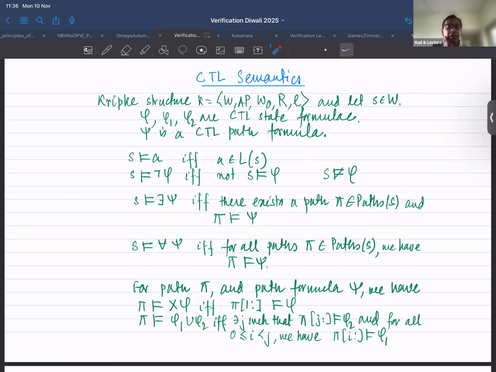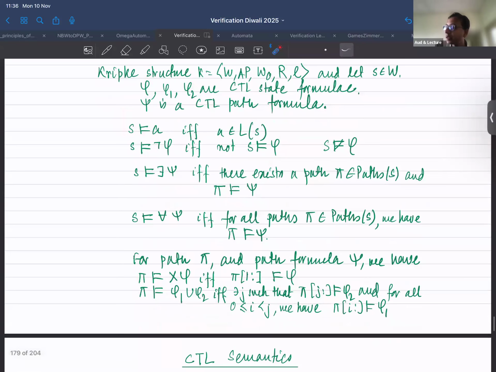Then the CTL semantics is given on a Kripke structure, and so every logic has a syntax and the semantics. The semantics is described with the help of a Kripke structure. If I have something like there exists psi, such a state formula, then it essentially means that there exists a path pi such that pi satisfies psi. And the state S satisfies for all psi if and only if for all paths pi starting from S, we have that pi satisfies psi. Okay.